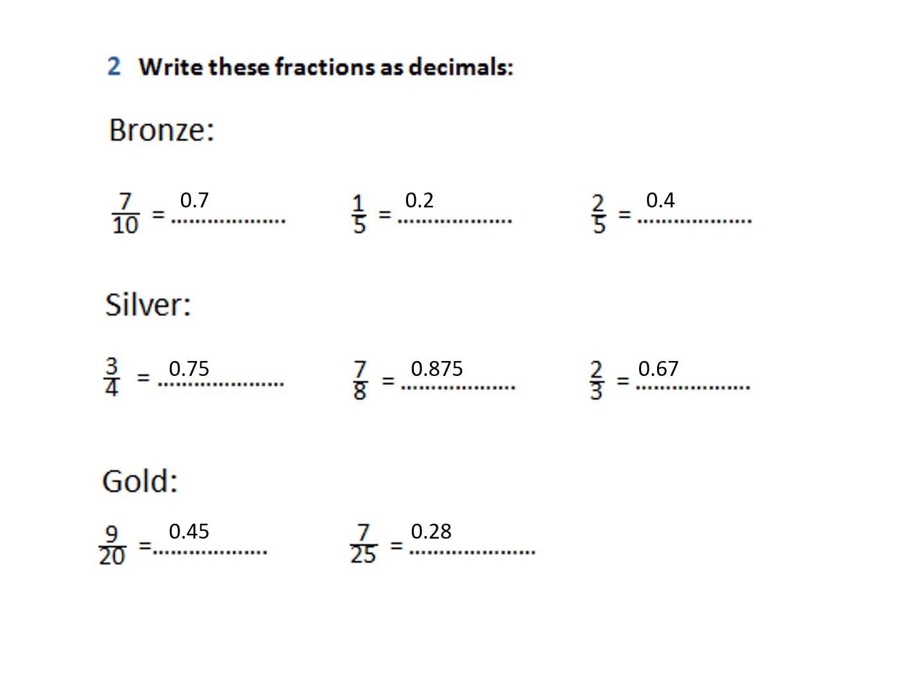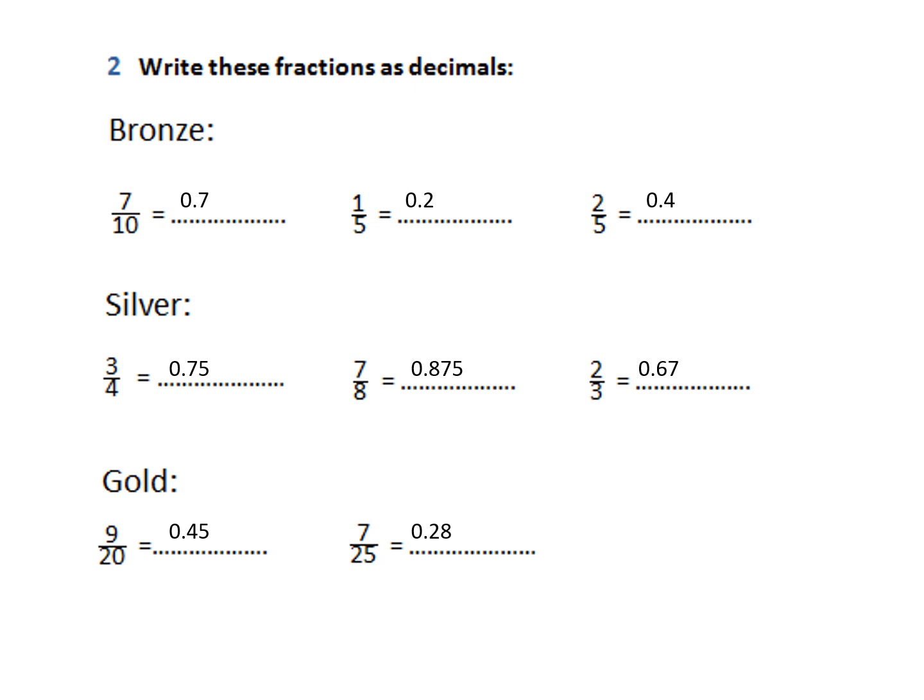I hope you have managed to do these calculations. In order for you to check your answers, let's have a look together. 7 divided by 10 gives you 0.7. 1 over 50 is 0.2. 2 over 5 is 0.4. If you move to the next challenge, 3 over 4 is 0.75. 7 over 8 is 0.875.